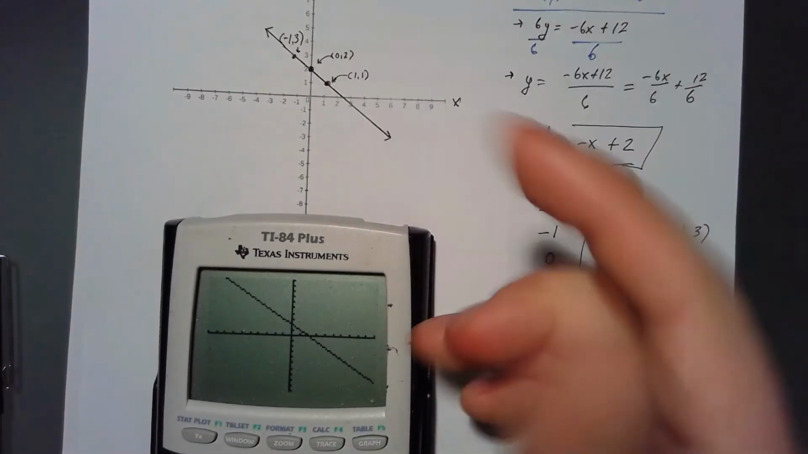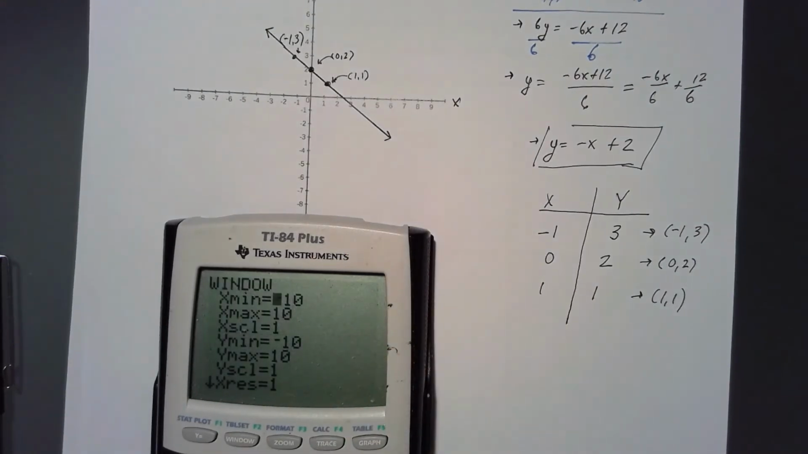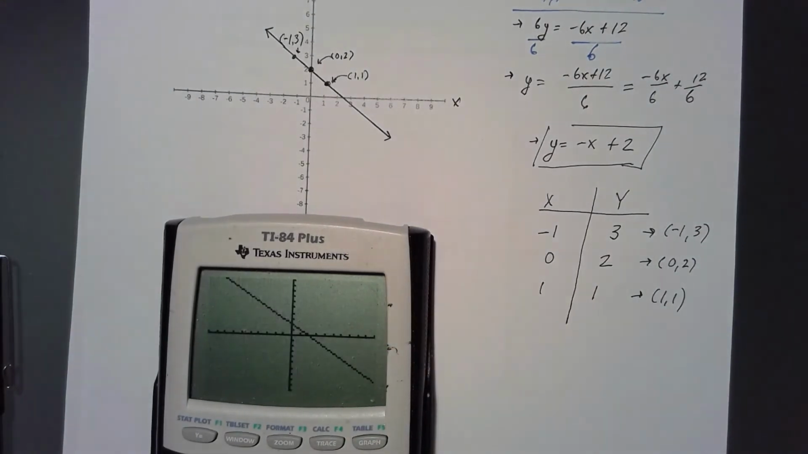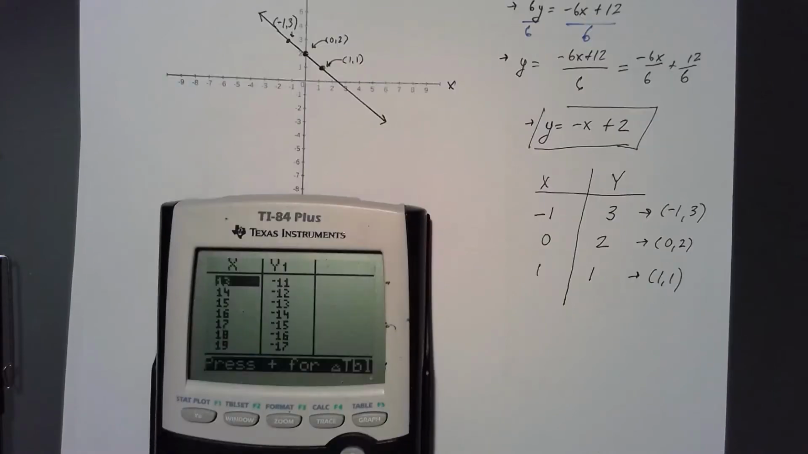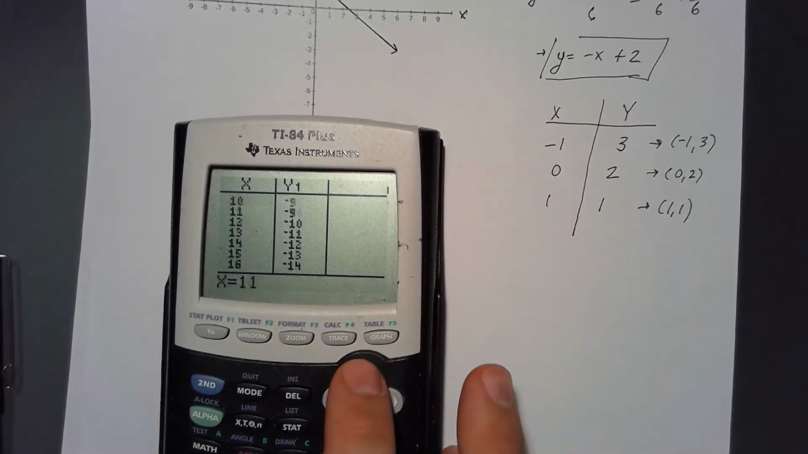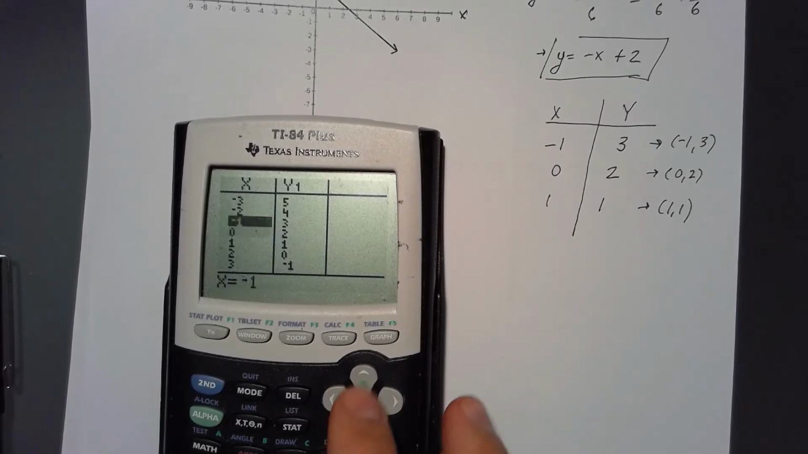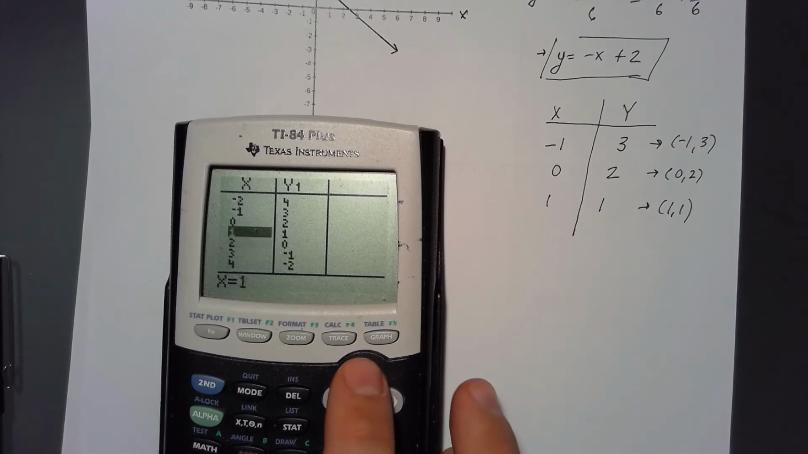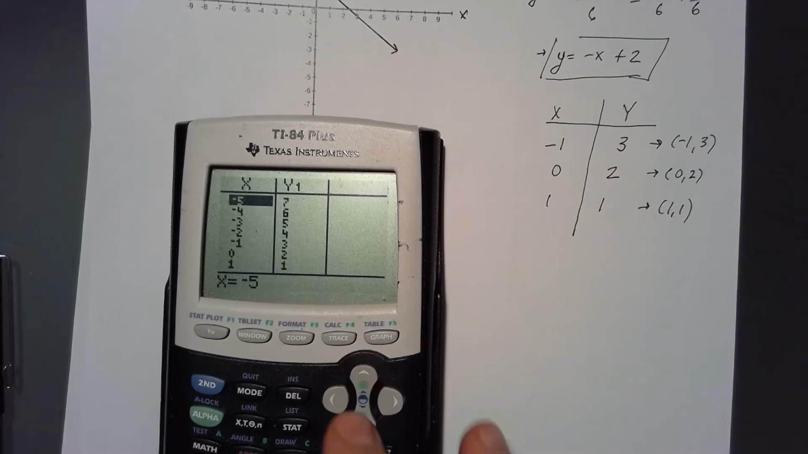The coordinate systems are the same, and the window button. So yeah. And again, if you hit second graph, you could go to the table values and you can go through all the values you want. Yep, there's the 3 I used right there. But as you can tell, there are more than just 3 on the line. There's an infinite number of them.